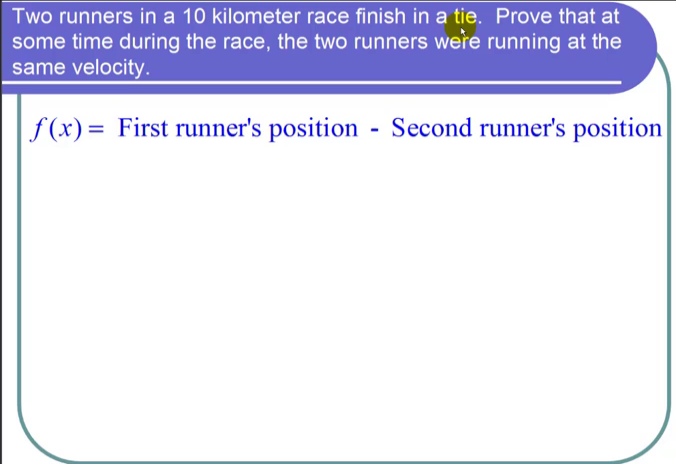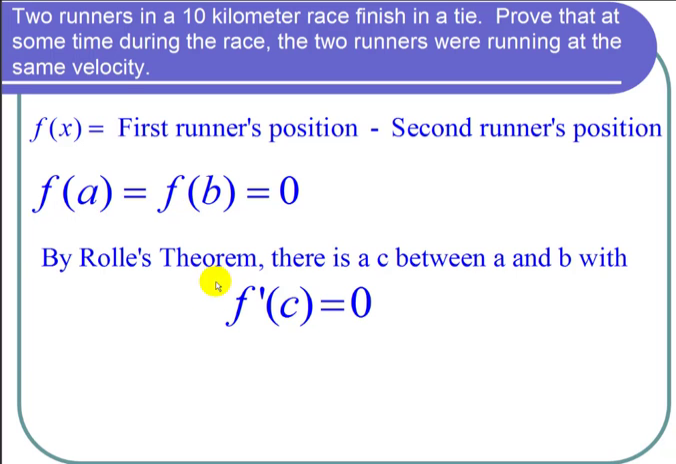So if A is the beginning of the race time, and B is a time at the end of the race, then we can say that f of A equals f of B equals 0. Now when we have a continuous and differentiable function, such that f of A equals f of B, we can use Rolle's theorem. And that tells us that there is a C between A and B with f prime of C equal to 0.